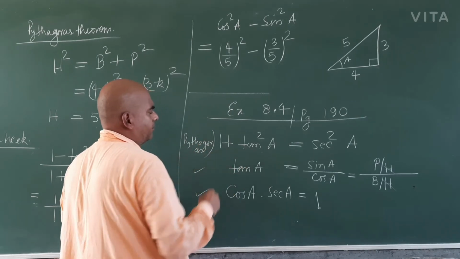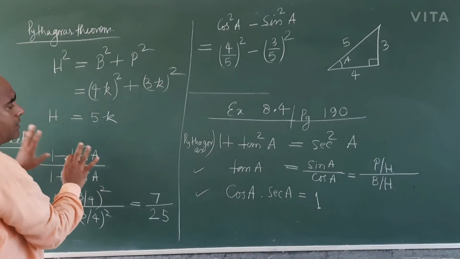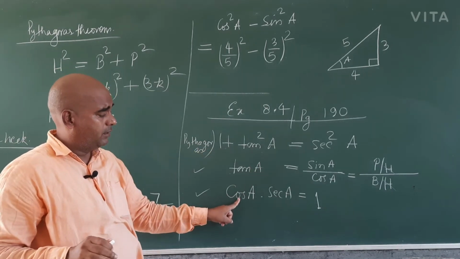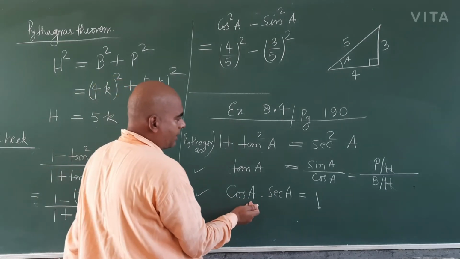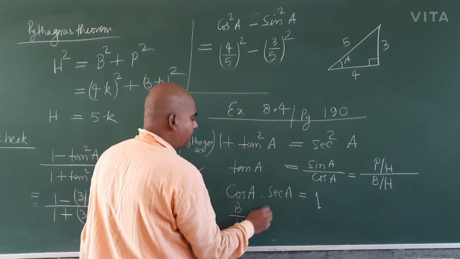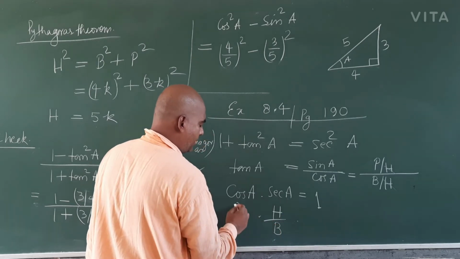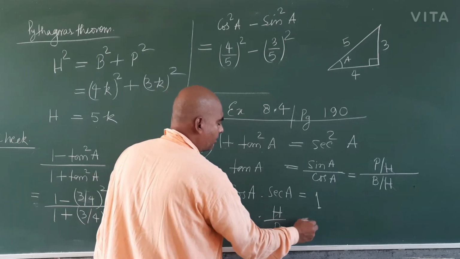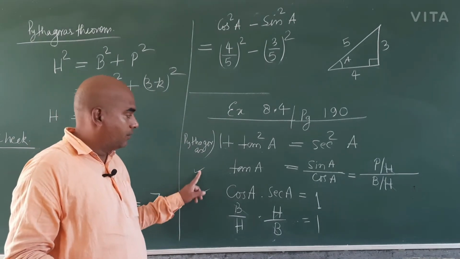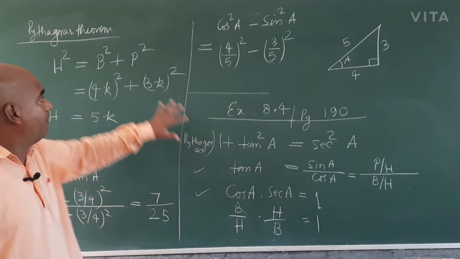I will tell you 1 plus tan square A, Pythagoras theorem. Just like I have used the Pythagoras theorem. But I will use this formula and this for the definition, these two formulas. Why is this so? Because cos A is equal to base by hypotenuse, multiplied by sec A, the inverse of this, means hypotenuse upon base. So it will be cancelled out, and you will get 1. So these two formulas are from the definitions of trigonometric ratios, and this is the Pythagoras formula. So I have used Pythagoras here.